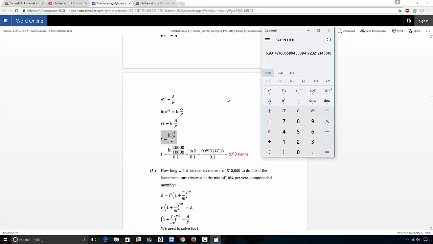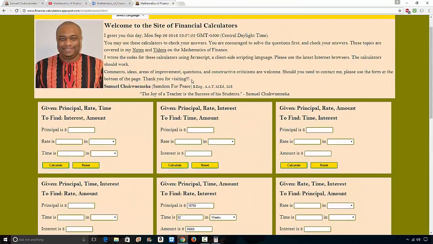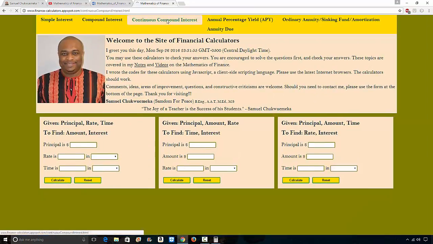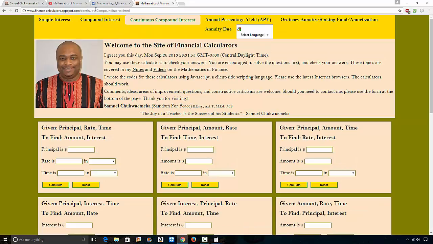Okay, let's test it out. This should be continuous compound interest. So continuous compound interest. And I'm looking for the time.